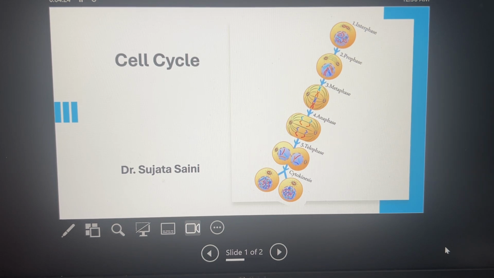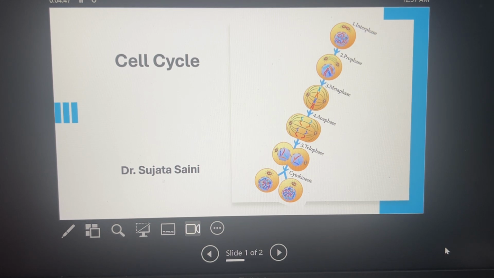The second contribution was given by Fleming. In 1882, Walther Fleming, after developing methods to stain cells that revealed subcellular structure, was the first to draw different stages of the cell cycle leading to the cell division.